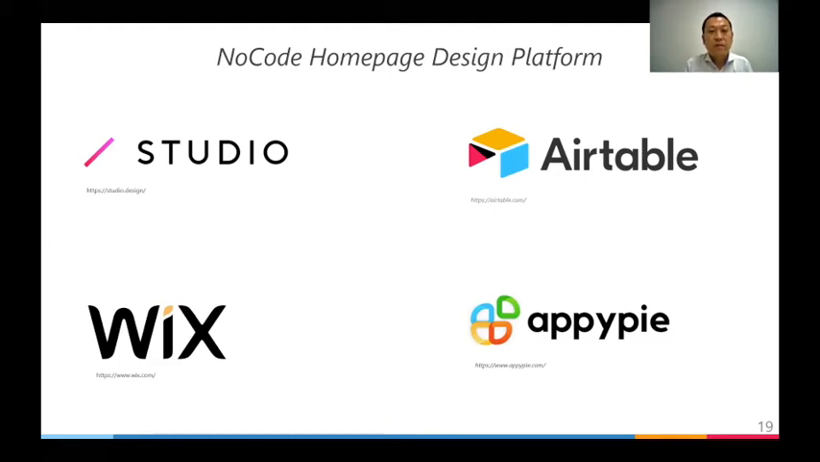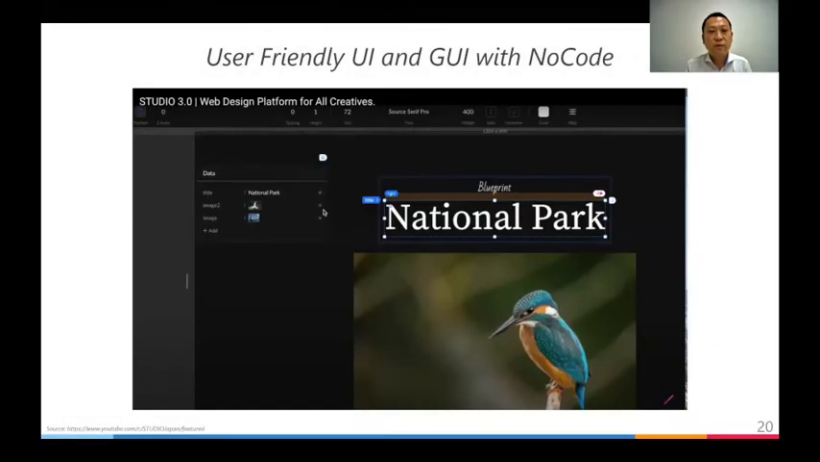With no-code, you just select a template depending on your preference. So let me show you some UI and GUI in no-code. If you use PowerPoint, you can easily develop your web page. The UI and GUI is very similar to PowerPoint. You just drag and drop the letters and pictures. You can change the size very easily, and you can decorate the pictures.